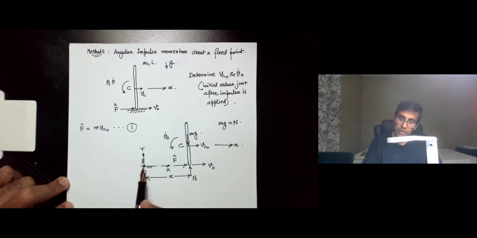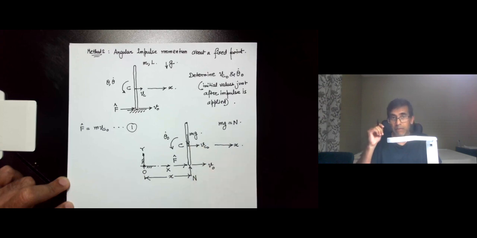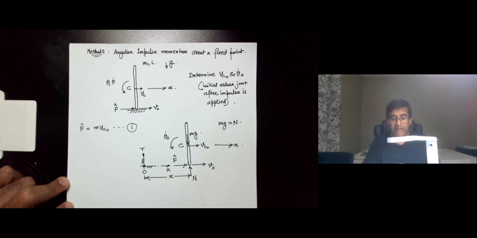About the point O also, the impulse produced by mg and N at that instant when this impulse F hat is applied is 0, because mg and N are balancing each other. Furthermore, the other impulsive force, F hat, is also not producing any angular impulse about the point O, because F hat is going through the point O. So it has no moment arm.